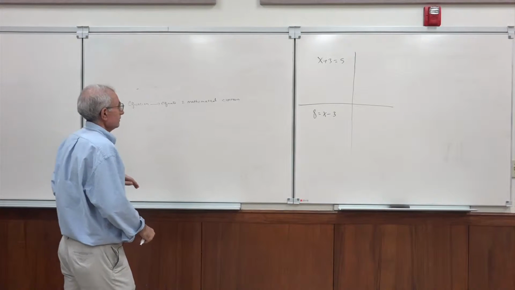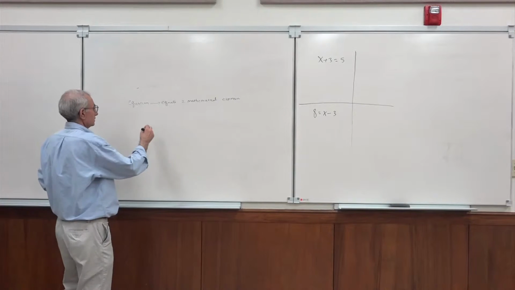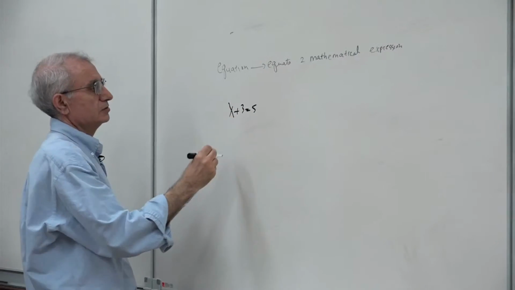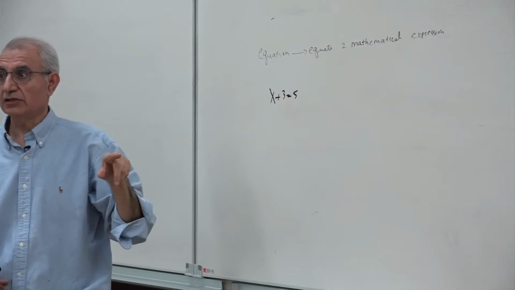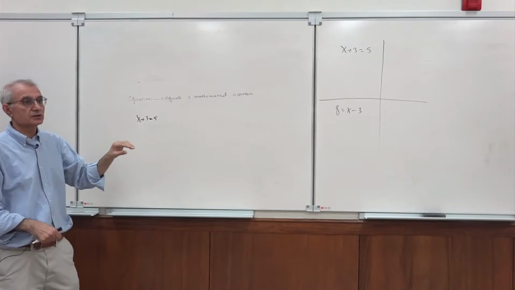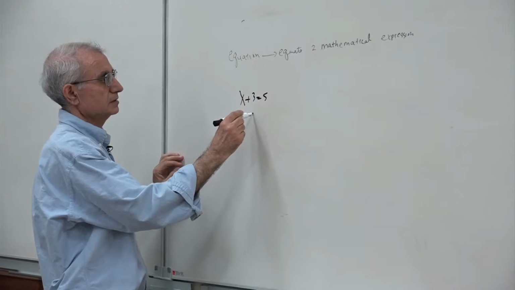So the first thing I want to do is solve an equation. Let's do that one here: x plus 3 equals 5. To solve this equation, I have to isolate the unknown. To isolate the unknown, I have to get rid of the positive 3. There are many ways, people show it different ways, but the way I do it, I subtract 3 from both sides.